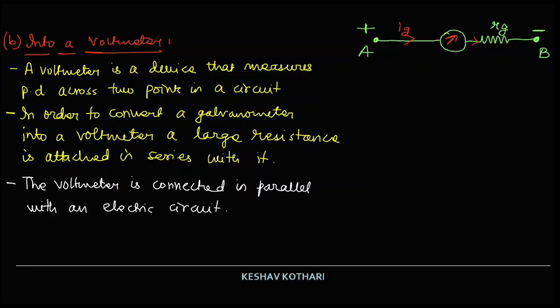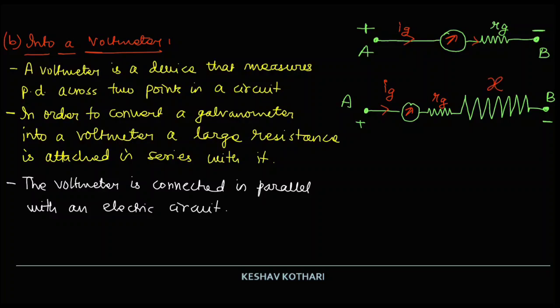So if I were to convert this arrangement into a voltmeter, with this arrangement, I am attaching a very large resistance associated with it, and this entire device will now behave like a voltmeter and will allow the feeble current to pass through it. This is Rg and this is suppose X. So now I can say that the potential difference that it can measure is equal to Ig times (Rg plus X).